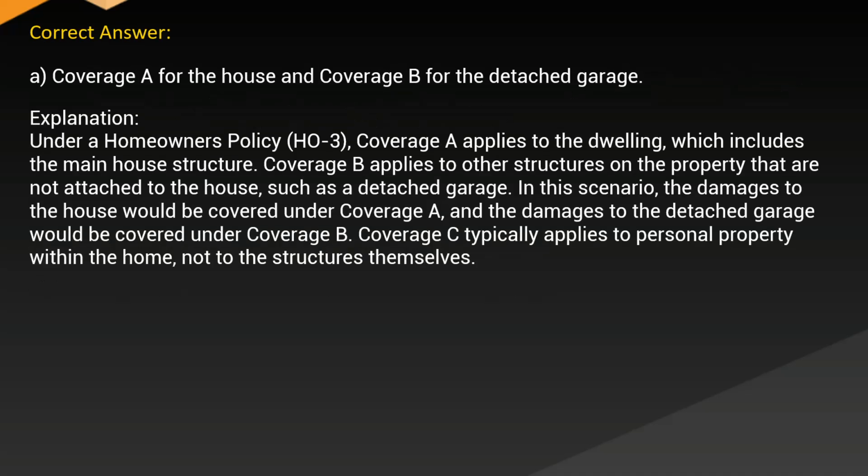Correct answer: A. Coverage A for the house and Coverage B for the detached garage. Explanation: under a homeowner's policy HO3, Coverage A applies to the dwelling, which includes the main house structure. Coverage B applies to other structures on the property that are not attached to the house, such as a detached garage. In this scenario, the damages to the house would be covered under Coverage A, and the damages to the detached garage would be covered under Coverage B. Coverage C typically applies to personal property within the home, not to the structures themselves.